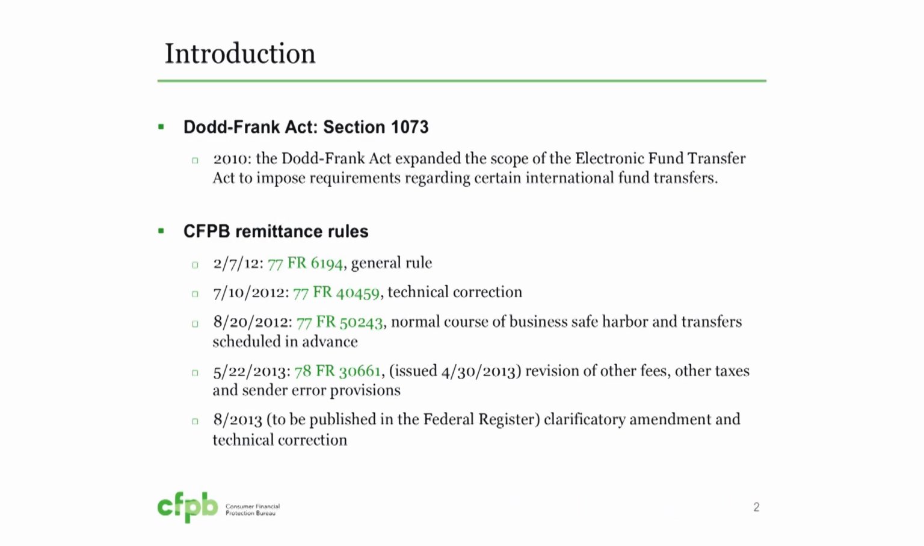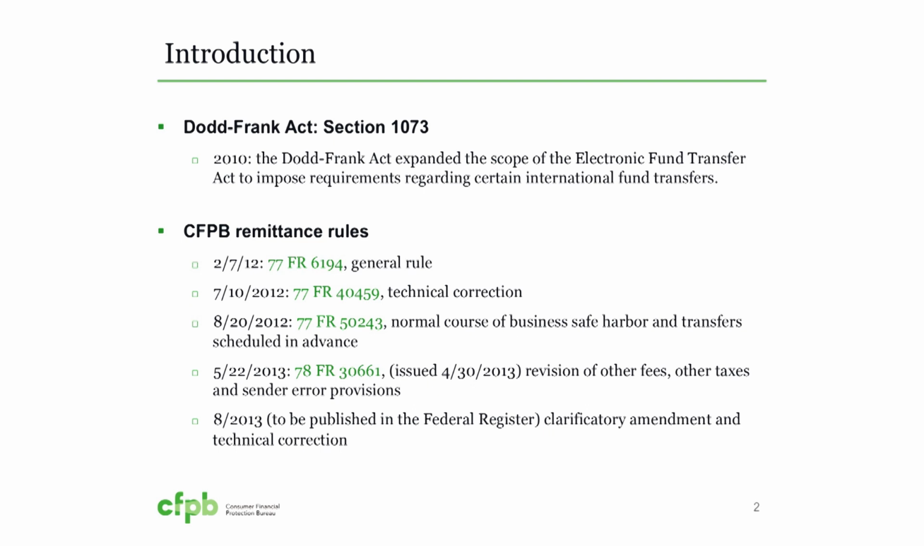In 2010, the Dodd-Frank Act expanded the scope of the Electronic Fund Transfer Act's requirements to impose requirements regarding certain international fund transfers. These transactions are referred to in the statute as remittance transfers. To implement the new Dodd-Frank Act requirements, the Bureau issued a new rule that generally requires companies that provide remittance transfers to give their customers certain disclosures. The rule also establishes cancellation and error resolution procedures. The transactions covered by the rule are called remittance transfers or remittances.